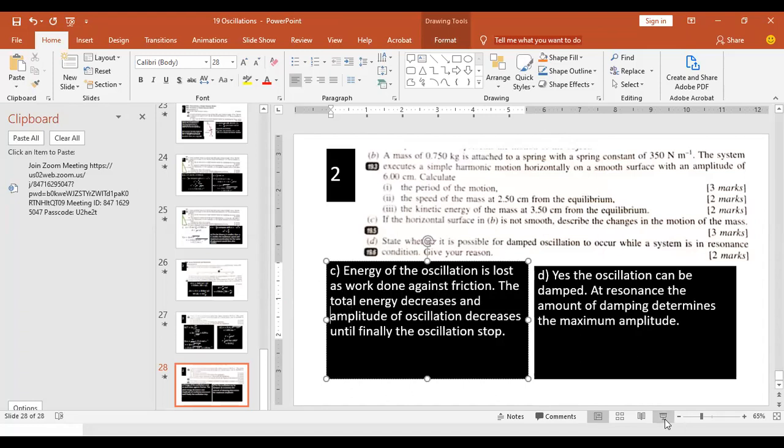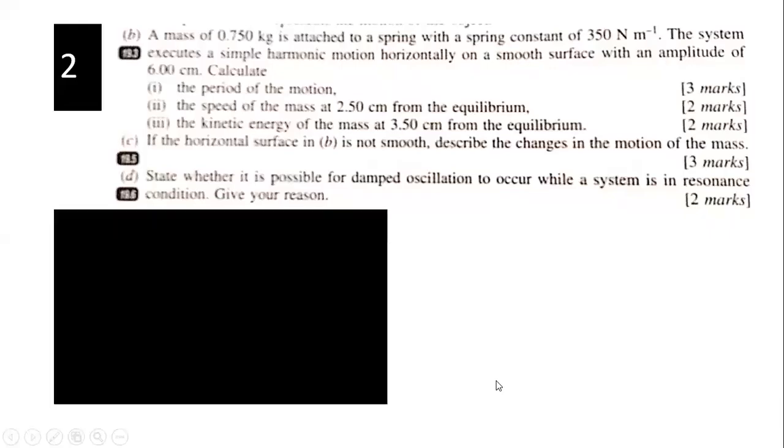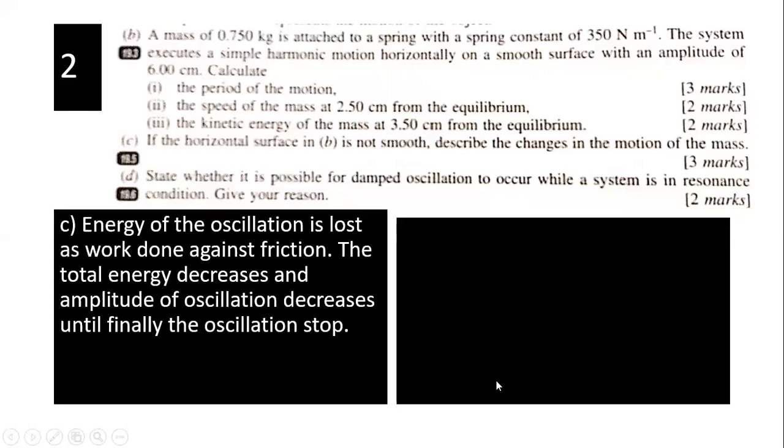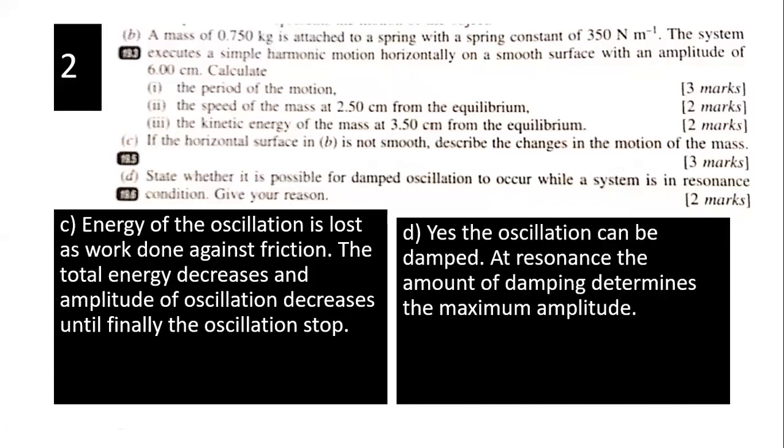Why not possible? In forced oscillation, you can still damp it, just like when you push a swing. If there's no air resistance, the one sitting on the swing will fly out. Because of air resistance, the amplitude stops at a maximum. You have to use more and more energy to push your sister sitting on the swing. Yes, the swing can be damped. At resonance, the amount of damping determines the maximum amplitude.